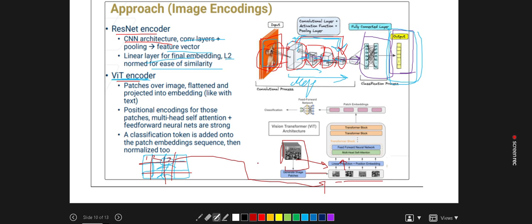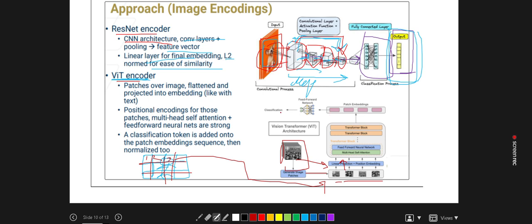When you're learning this, you'll actually remember the NLP transformer concept, where there was a whole sentence, and before it was passed, it was broken into small tokens. In ViT, the vision transformers, a similar concept applies: the patches are passed and converted into embeddings, just like text. As in NLP, there are also positional encodings with patches, multi-head self-attention, and feed-forward neural networks, and then in the end we get a feature vector.